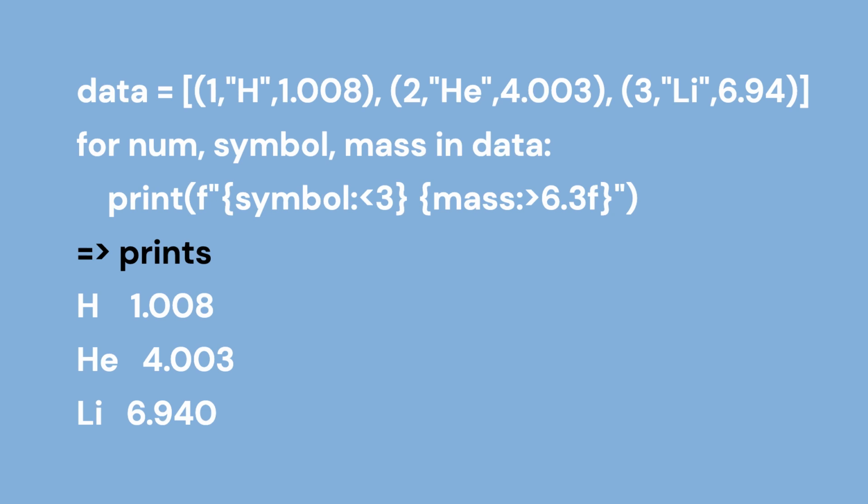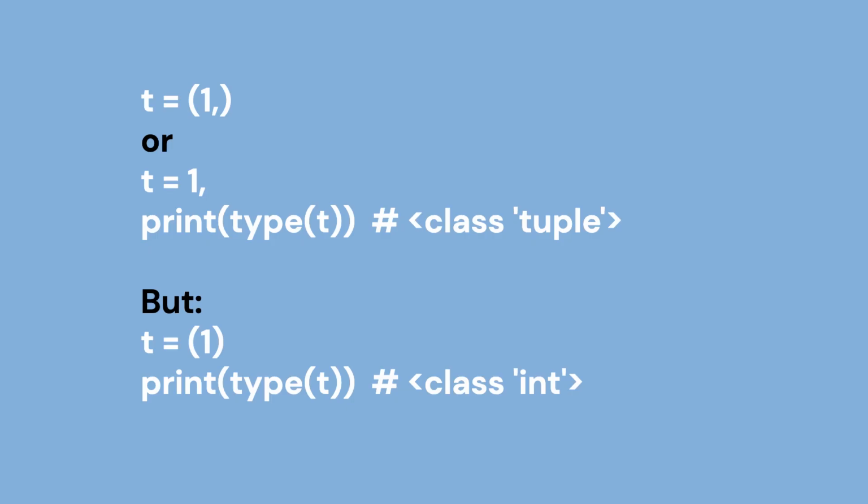This is so clean, way better than indexing i[0], i[1], i[2] everywhere. You can even write parentheses, (num, symbol, mass), inside the comprehension for readability. But again, those parentheses are just cosmetic. They don't create a tuple there. Because parentheses are optional for tuples, the comma is what actually makes a tuple.